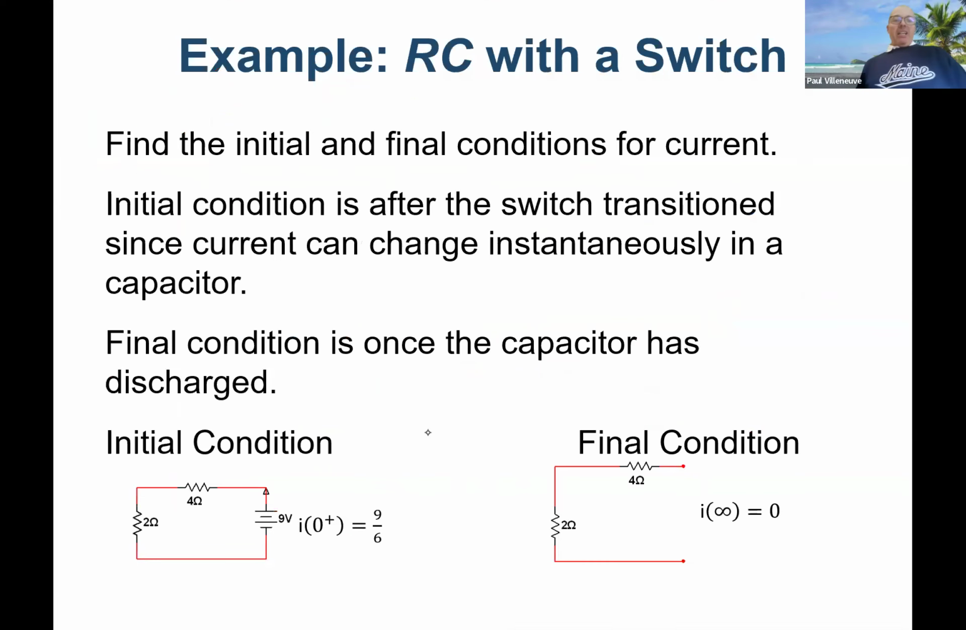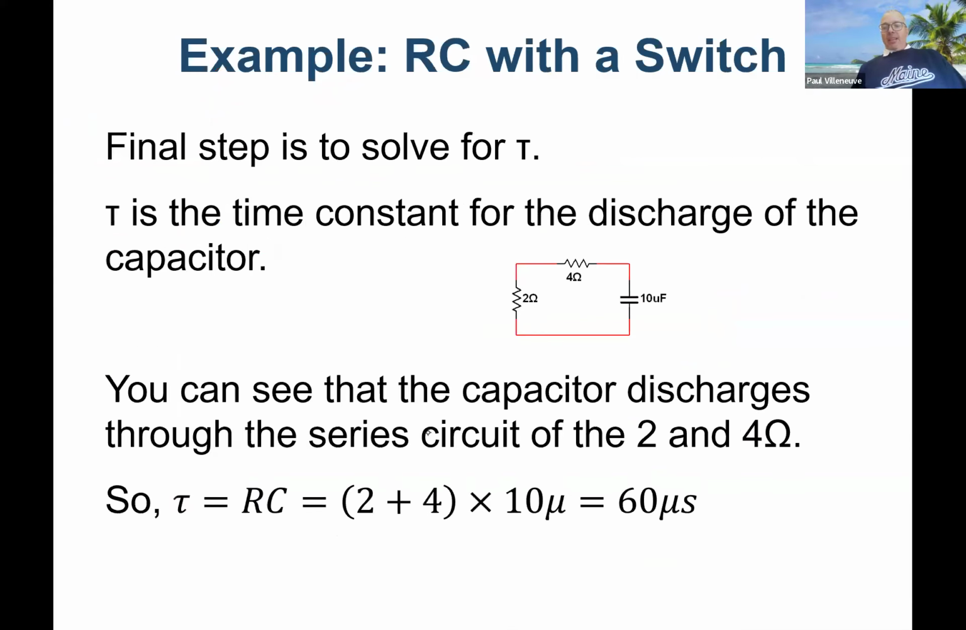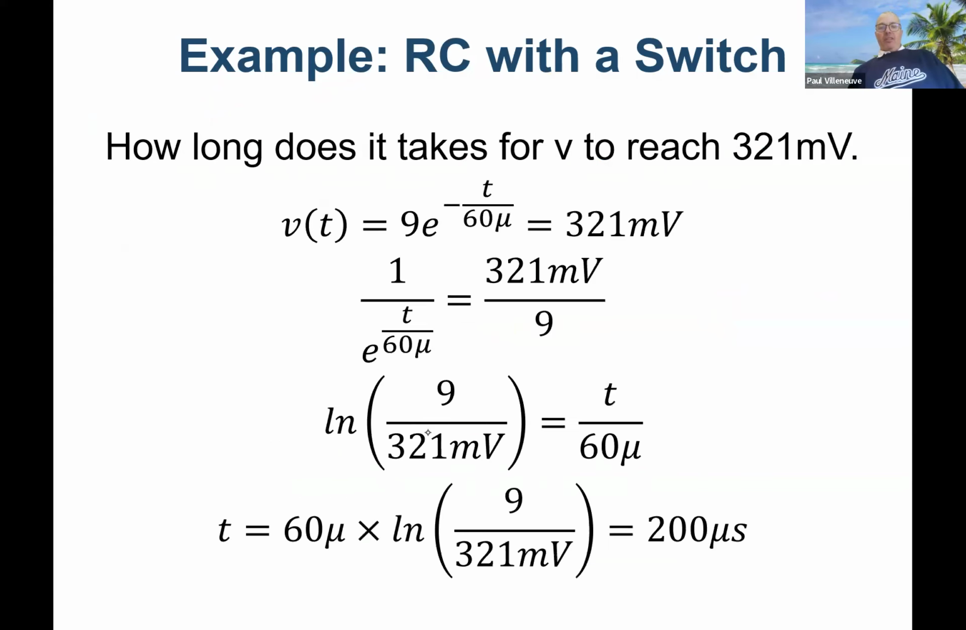So here it is kind of formalized with doing the current calculation. Here is the time constant. Here's the voltage. The current is actually up here as well. And then I just showed you how to solve for that. The way that I did this is I actually showed you the math because this is a pretty good one to see. We actually plugged in 200 microseconds into the equation for t and ended up with 321. But if you want to solve for how long it takes, this is the approach that you do. So you take 9 e to the minus t over 60 micro, set it equal to 321 milli.